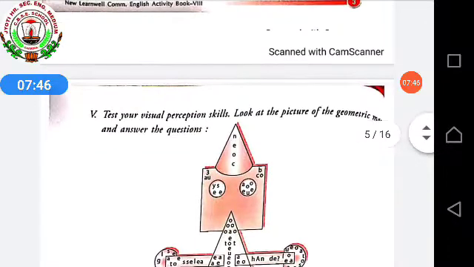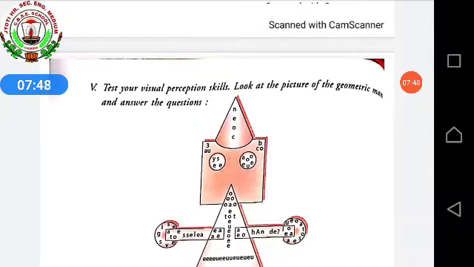Next, test your visual perception. See, these all things I am telling you little faster because you people have done these in class 7th also. And this is your homework. I am just giving you the hints so that you can solve it faster. Okay. Test your visual perception skills.